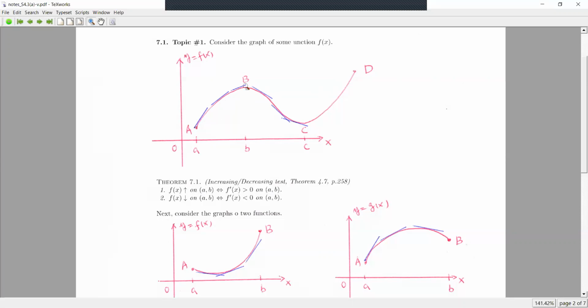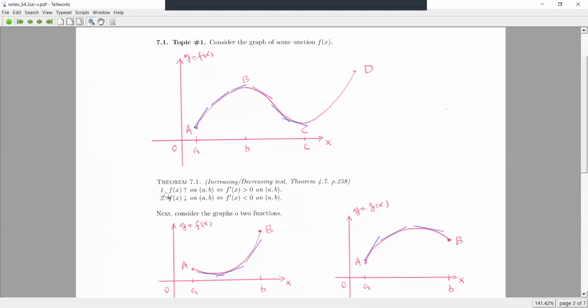This portion from b to c is decreasing. If you draw tangent lines, each tangent line has negative slope. So when a curve is decreasing, slope everywhere is negative. From this observation, we have the following theorem. We call this theorem the increasing, decreasing test. You can find this theorem on this page.